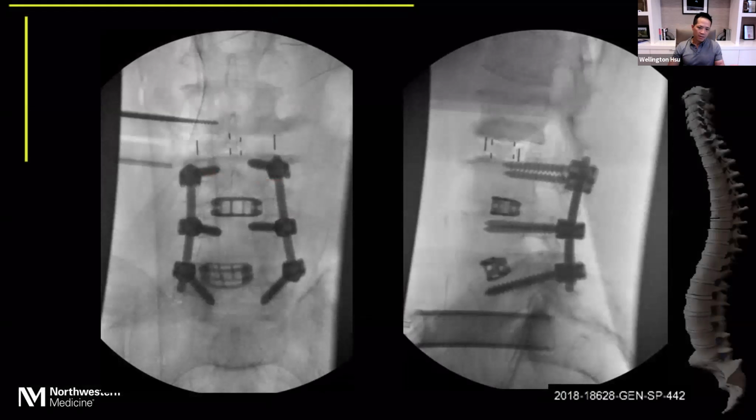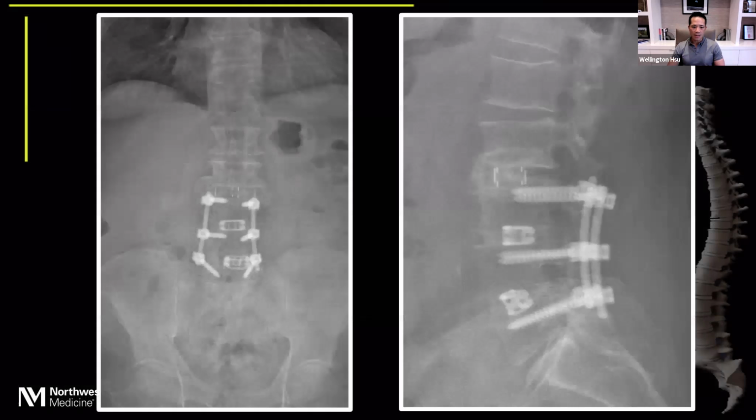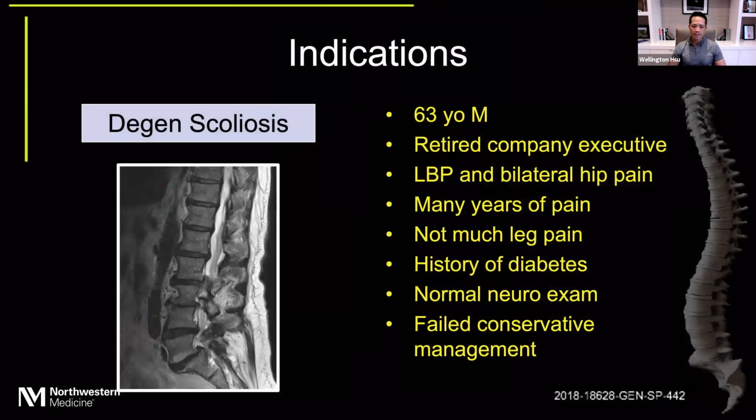This is an individual where there was no migration. We got a good-sized cage. We just did a lateral approach. It was essentially an outpatient procedure. And I think there's a lot of advantages here if you don't have to go through the back. This patient achieved a fusion maybe 3 months afterwards.